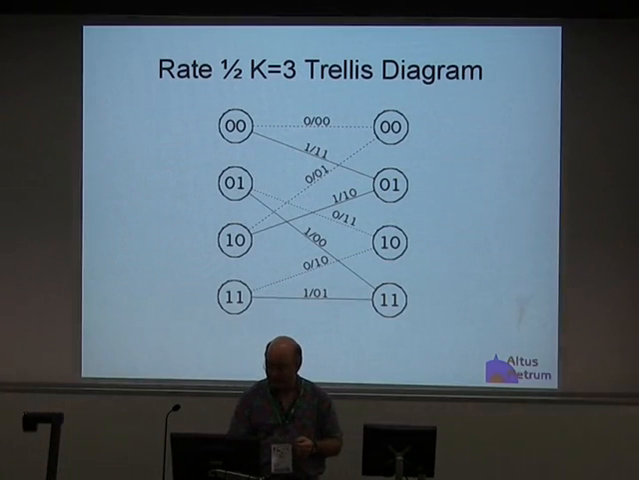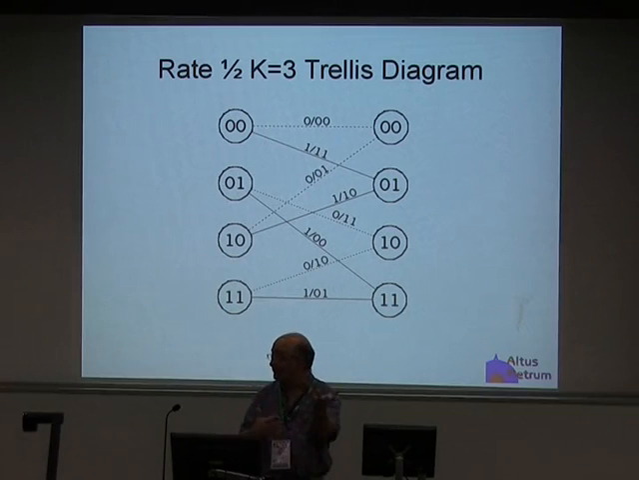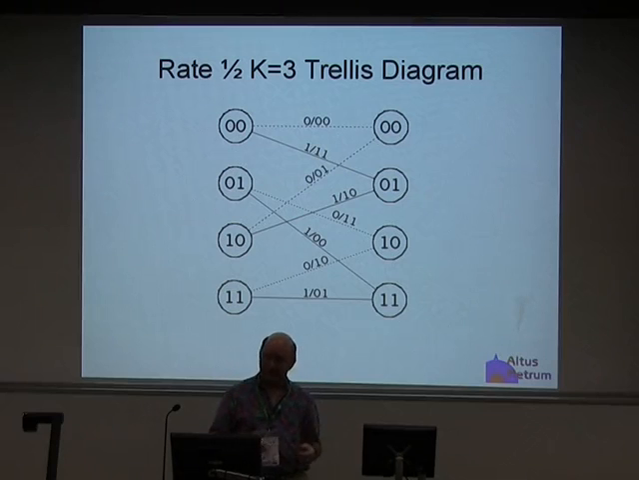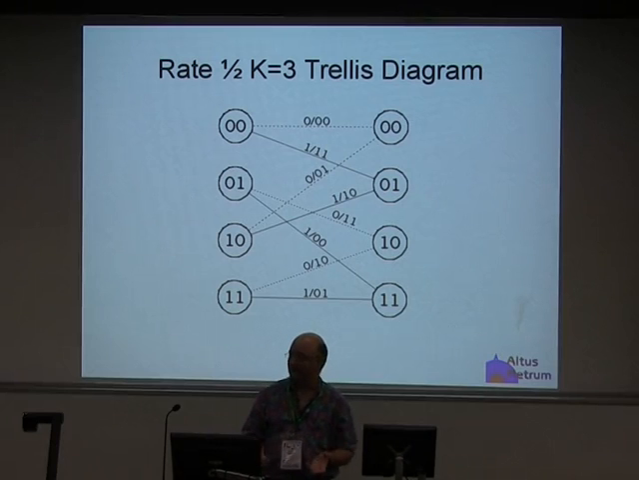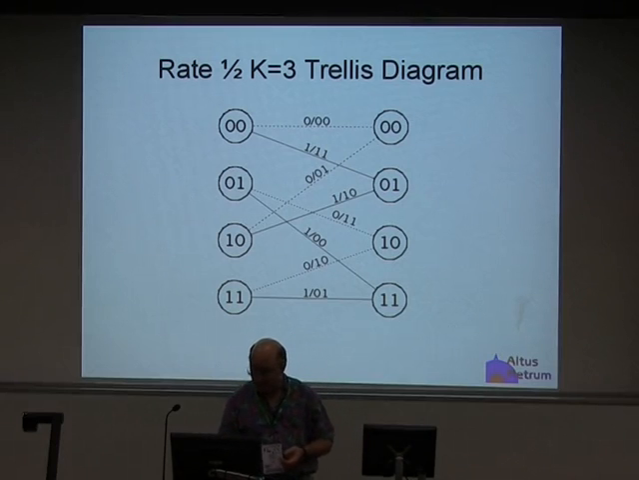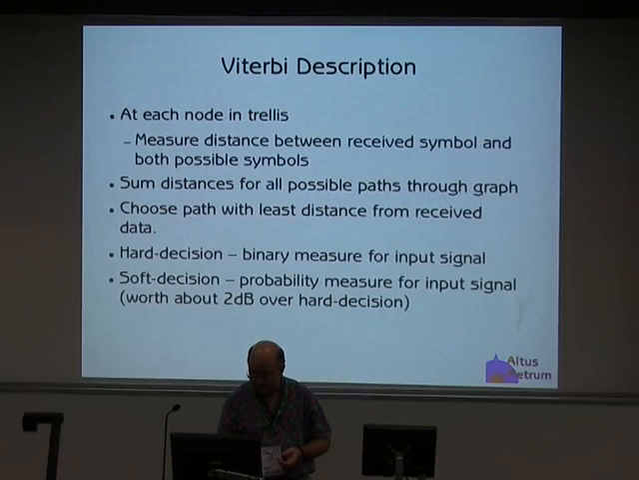So if I'm in state 0,0 and I receive 0,0 on the input, then the distance from that symbol to the transition to new state 0,0 is 0 because I received 0,0 and the expected value to go to state 0,0 is also 0,0, so the distance there is 0. But the distance to get to state 0,1, where I would have expected to see a 1,1, that distance is 2. And so you just keep measuring those distances.